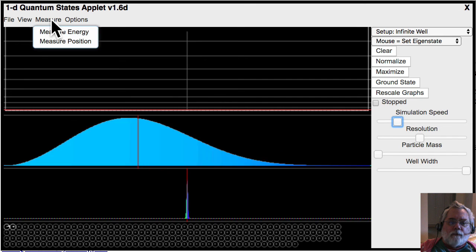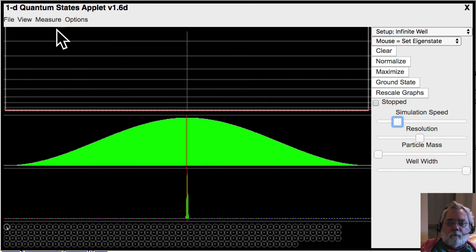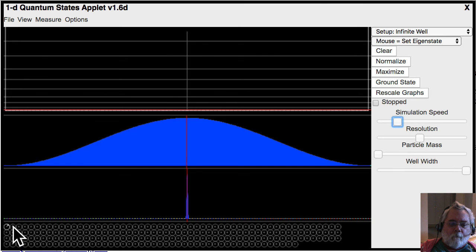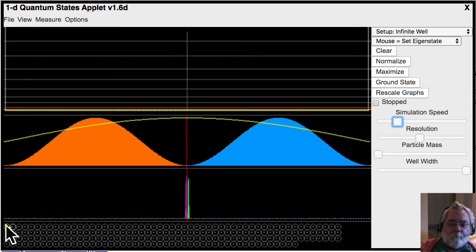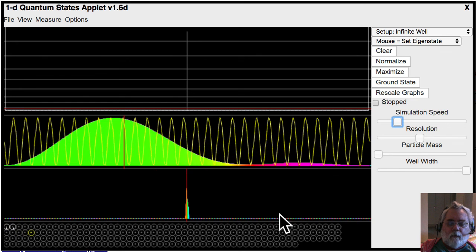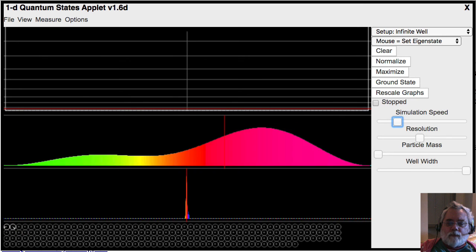And tell it to measure energy again. This time, just randomly, we ended up in the ground state. Let's see if I can get us back there. Okay, we're back in the superposition state.